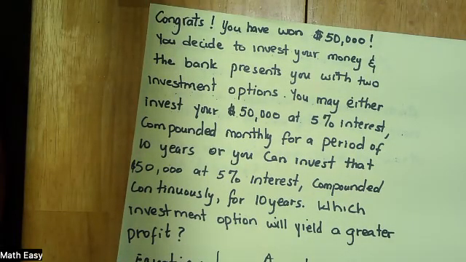Congrats, you have won $50,000. You decide to invest your money and the bank presents you with two investment options. You may either invest your $50,000 at 5% interest compounded monthly for a period of 10 years, or you can invest that $50,000 at 5% interest compounded continuously for 10 years. Which investment option will yield a greater profit?